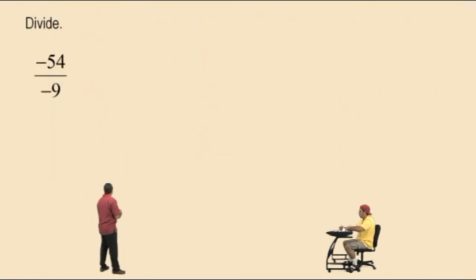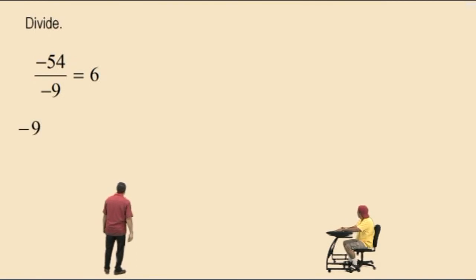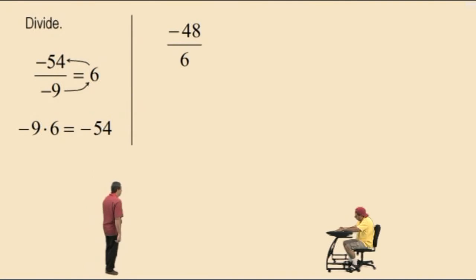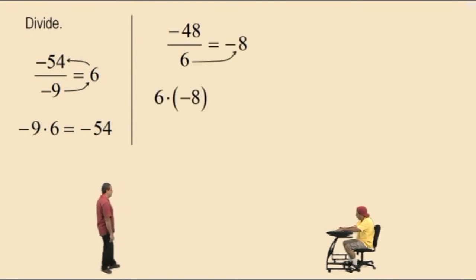Now, negative 54 divided by negative 9, right? Well, that's a positive what, Charlie? 6. That's right, because negative 9 times 6 is negative 54. Okay. Negative 48 divided by 6, Charlie. What's that result going to be? Negative 8. Negative 8, right? That makes sense because 6 times a negative 8 is a negative 48, right?